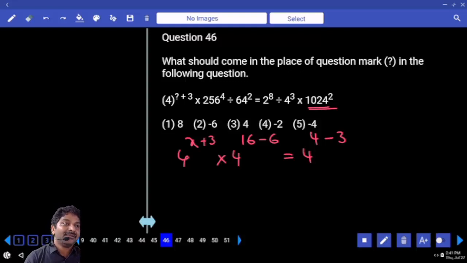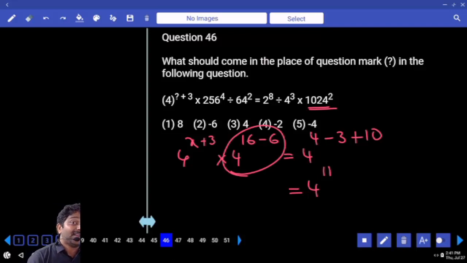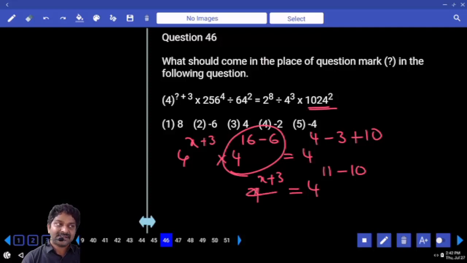32 square can be written as 4 power 5 to the power of 2. That means 10 we have. Right hand side 4 to the power of 11 we have. This value is 4 power 10. That goes in right hand side denominator. So exponent we have to subtract 10, which is equal to x plus 3 only. Base value, 4 power x plus 3. Bases are equal. So x plus 3 is equal to 1. X is equal to minus 2.